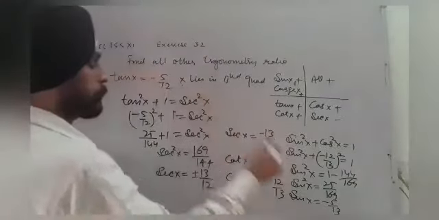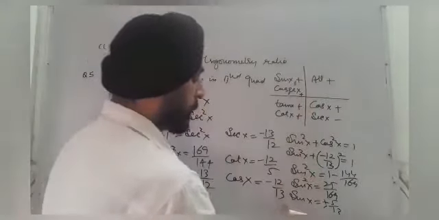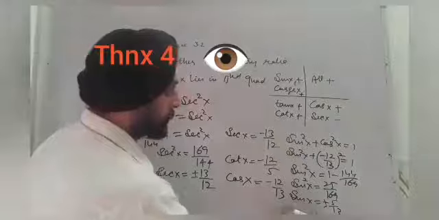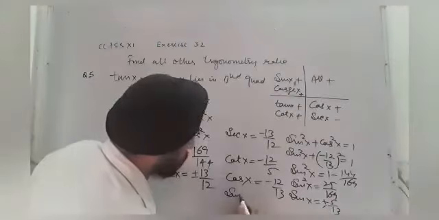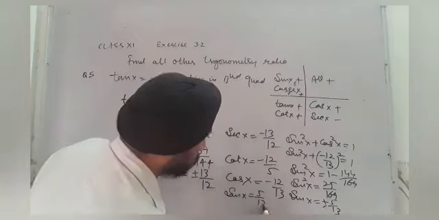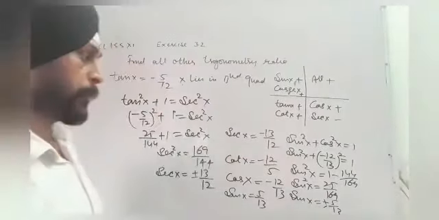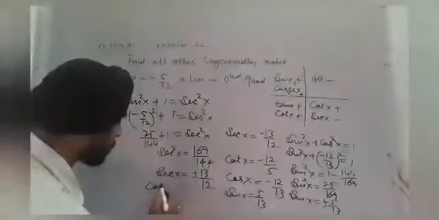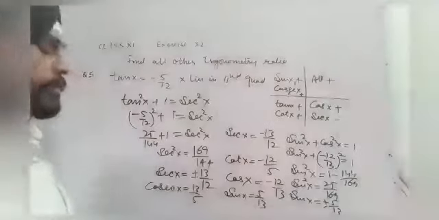But the quadrant belongs to the second quadrant. So in the second quadrant sin and cosec will be positive. So we will choose here sin x is equal to plus 5 by 13, student. Right. Now if sin x is equal to plus 5 by 13, you can say that cosec x is equal to 13 by 5.